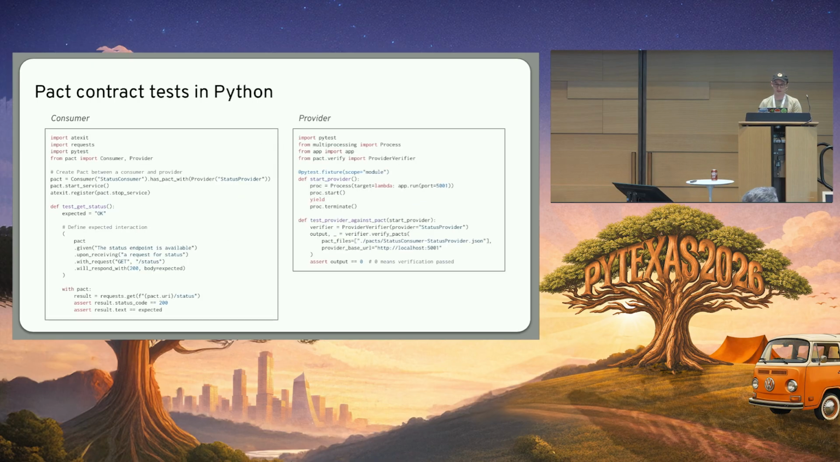And so here's what Pact contract testing can look like in Python, because it has a binding for Python, right? On the left, we have a consumer test, and I know the text might be a little small here, but what we're going to do is we're going to say your consumer has a pact with your provider, and it's a status provider, because we're still doing that status example. In the test for get status, we're going to define the expected interaction. Pact, given the status endpoint is available, upon receiving a request for status, that's all kind of documentative.